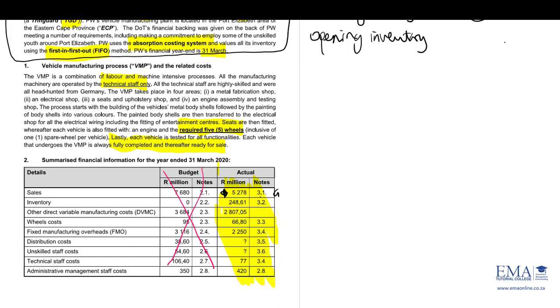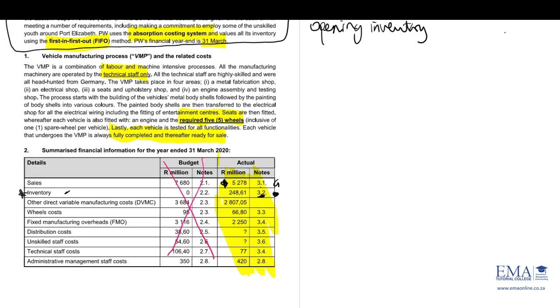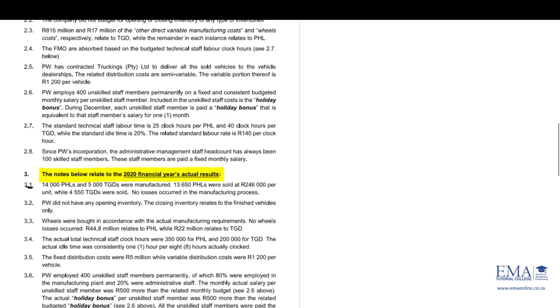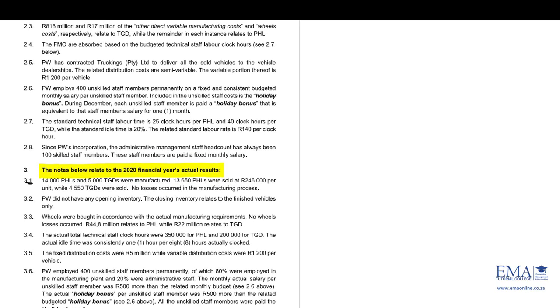So opening inventory is here, right? This is what they said about inventory. They said here note number 3.2. So I need to go to note number 3.2 and see what is written there. So they say PW did not have any opening inventory, which means opening inventory was new.